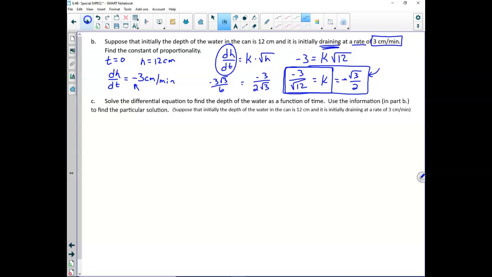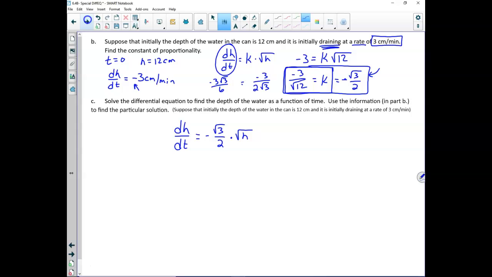Okay. Solve the differential equation to find the depth of water as a function of time. Use the information in part B to find the particular solution. Suppose that the initial depth of water at the can is 12 centimeters and it's initially draining. We did that already. We already found k. So we are at the point of dh/dt equals negative the square root of 3 over 2 times the square root of h. That's right where we're at.